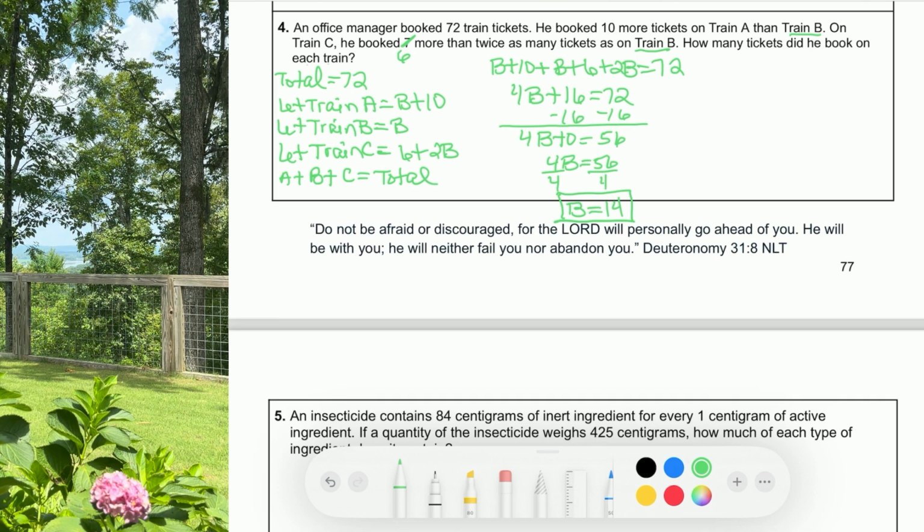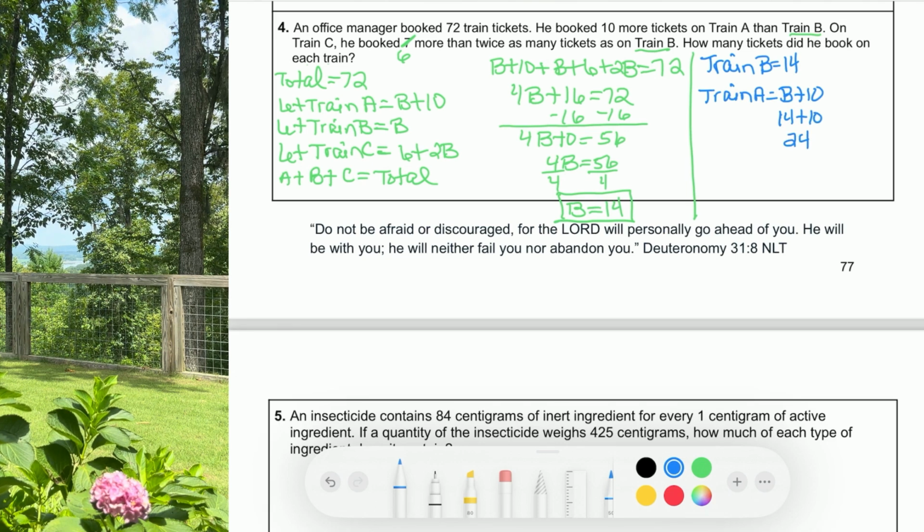All right, so we know how many tickets were sold on train B, but we need to figure out how many are on train A and train C. I'm going to switch colors just so we know we're doing something different here. So we know that train B equals 14. Train A was represented by B plus 10. So we're going to substitute in 14 for B because now we know its true identity, and that's going to give us 24. So train A was 24.